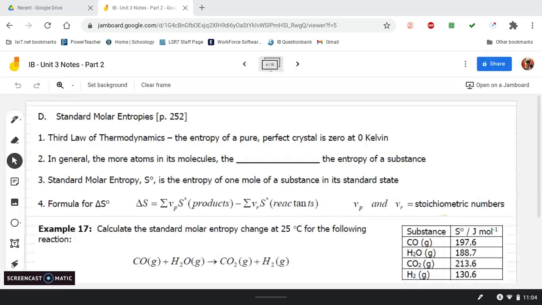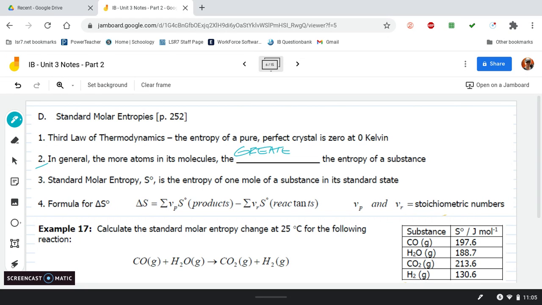So a couple things here. We're just talking about thermodynamics, so I put that definition in here. Not super important, but get down here. It says number two: in general, the more atoms in a molecule, the greater the entropy is going to be. If you have lots and lots of pieces, it's going to be hard to be ordered, and so there's more disorder.